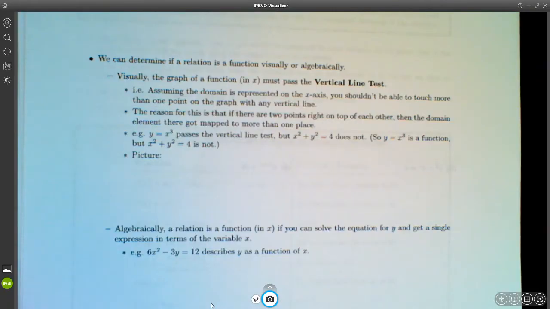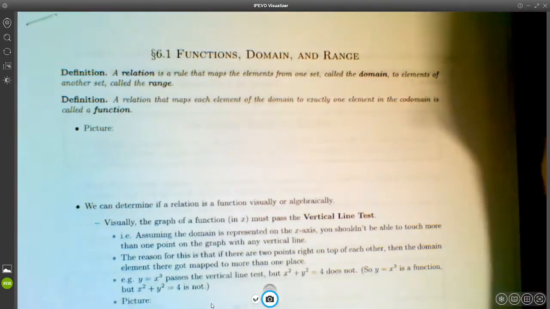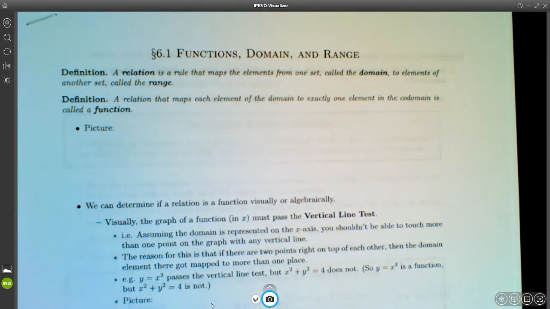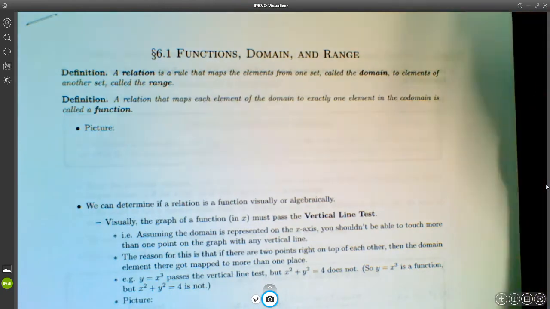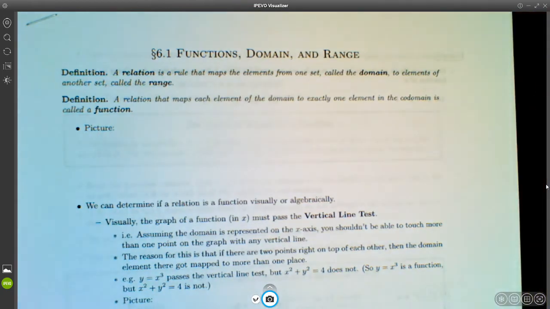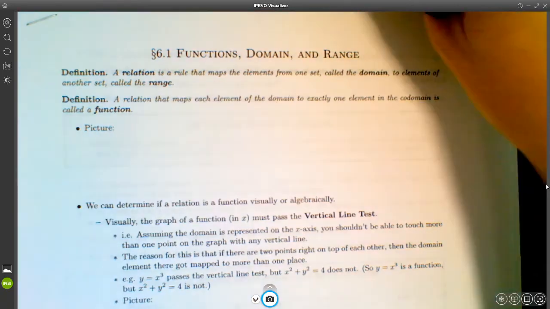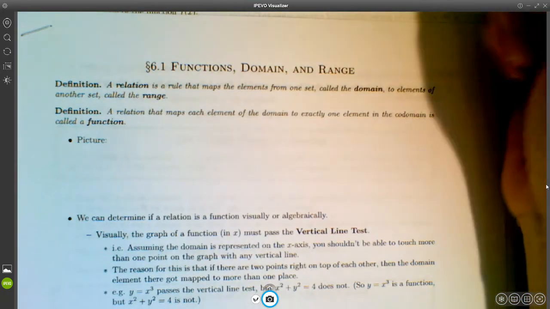All right, so let's do 6.1. So 6.1 is about, chapter 6 is all about functions, right? We're going to be talking about functions in a great deal of detail. So 6.1 is just a reminder of what functions are, and then we're going to talk about certain concepts like domain and range, okay?